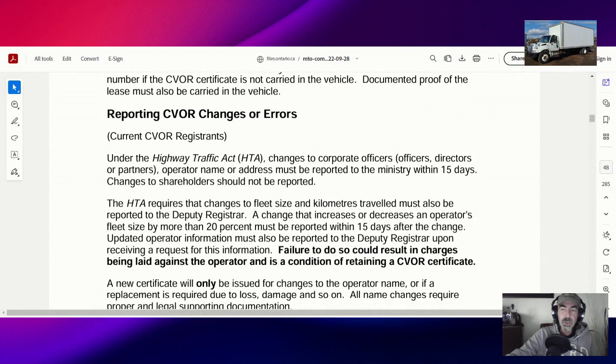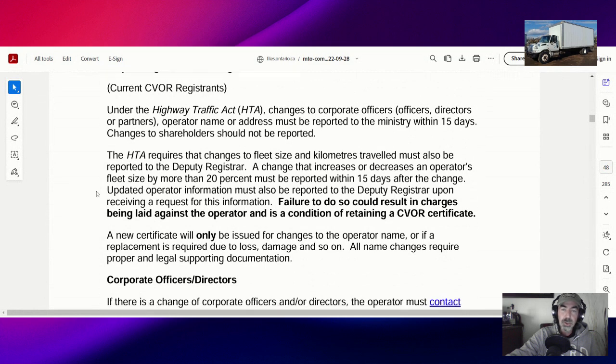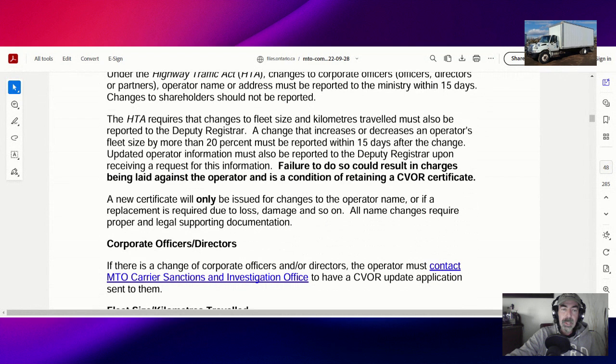Reporting CVOR changes or errors. Current CVOR registrants. Under the Highway Traffic Act, changes to corporate officers, directors, or partners, operator name or address must be reported to the ministry within 15 days. Changes to shareholders should not be reported. The HTA requires that changes to fleet size and kilometers traveled must also be reported to the deputy registrar. A change that increases or decreases an operator's fleet size by more than 20% must be reported within 15 days after the change.